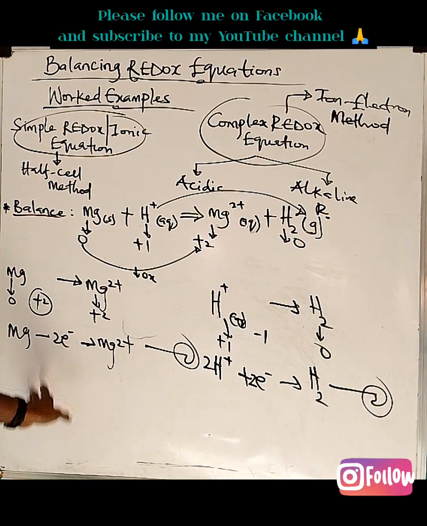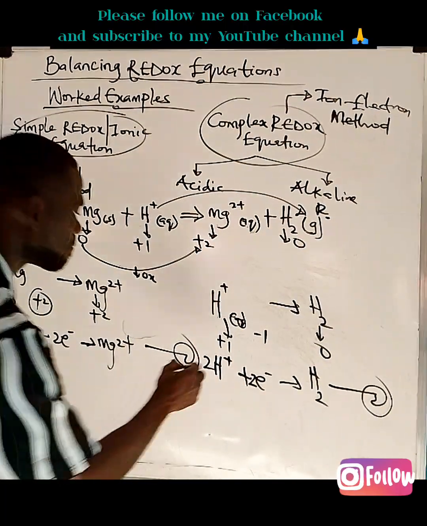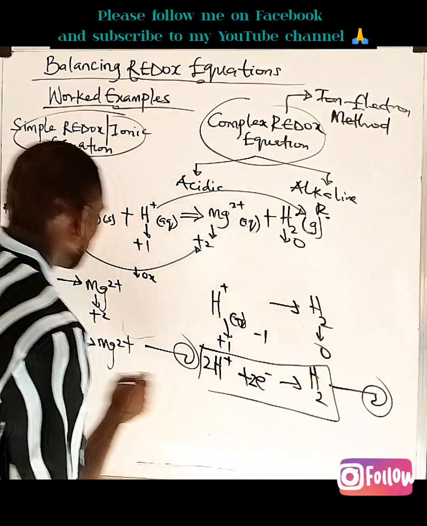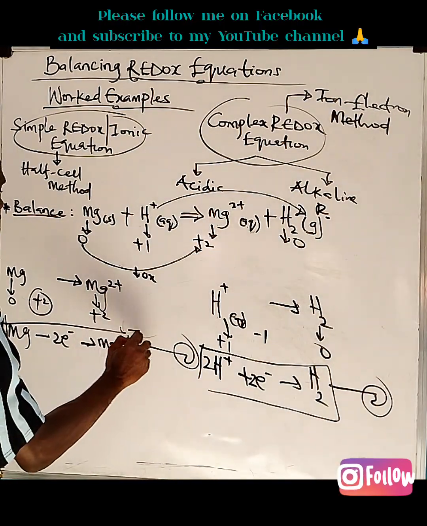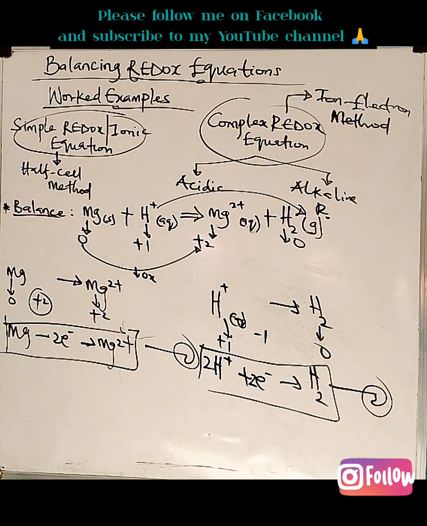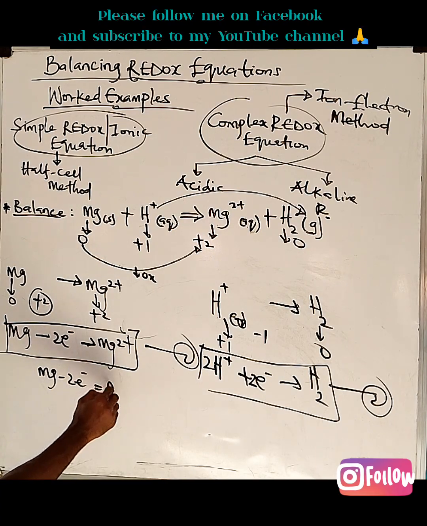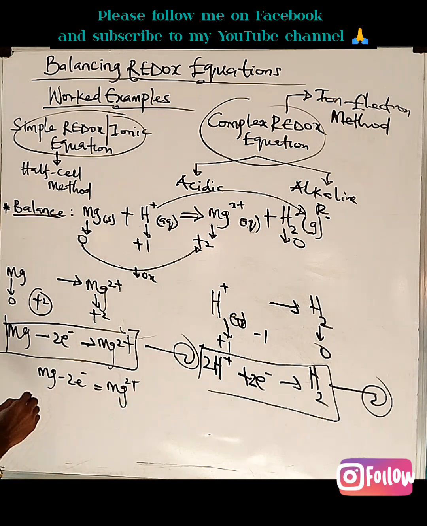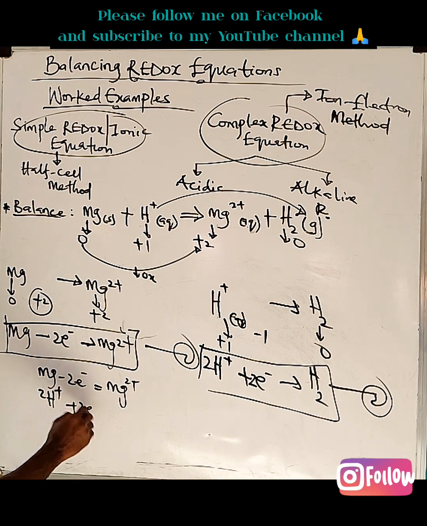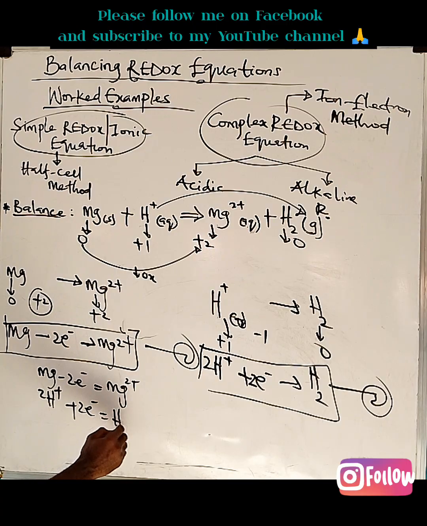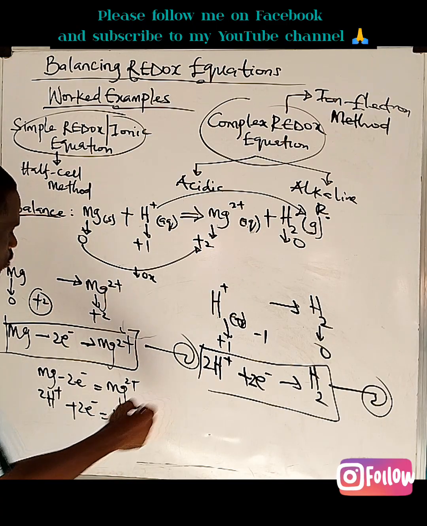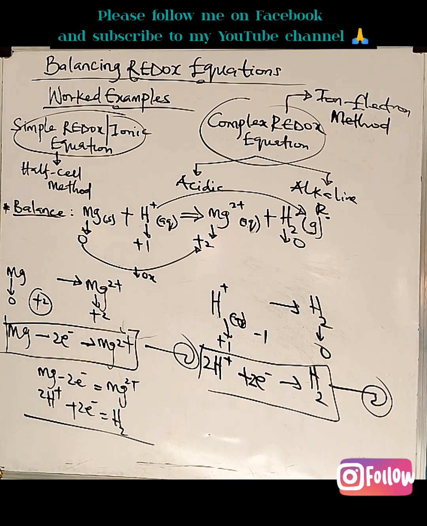So equation 1, equation 2, we are going to bring them together and solve them simultaneously. That's the next phase of this. So Mg minus 2 electrons equals Mg2+, then 2H+ aqueous plus 2 electrons equals H2, which is a gas. So equation 1, equation 2. So what do we solve here? How do we do this?